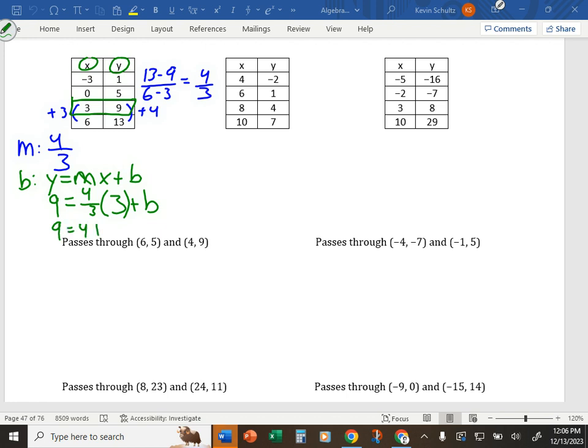So 9 equals 4 plus b. To get b by itself, subtract 4 from both sides, and we get 5 as our value for b. And just like up above, once we have our slope, once we have our b, our final answer, y equals 4/3 x plus 5.